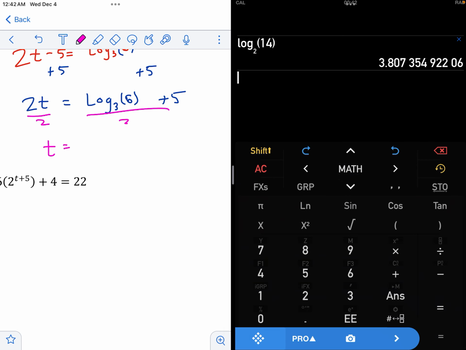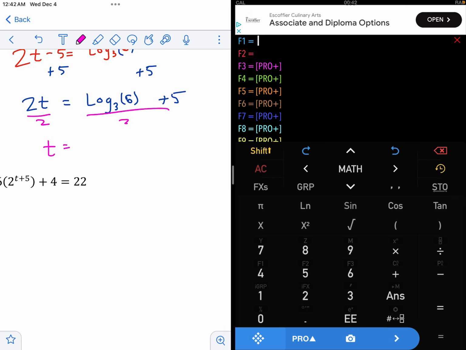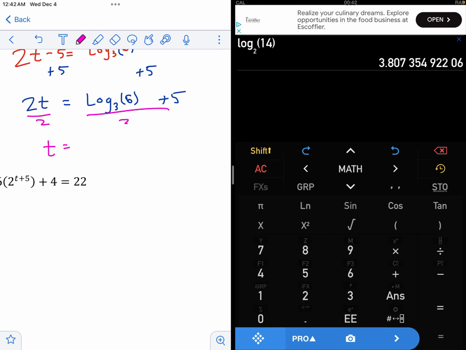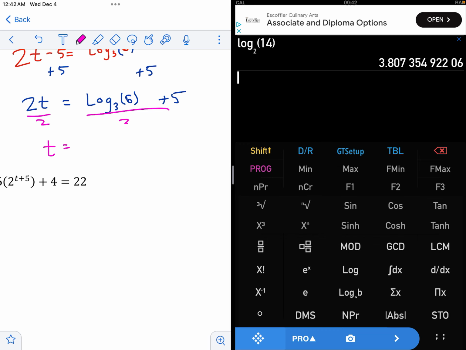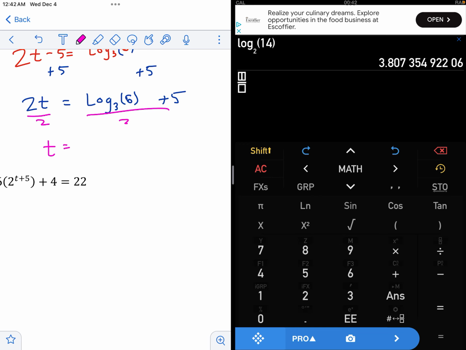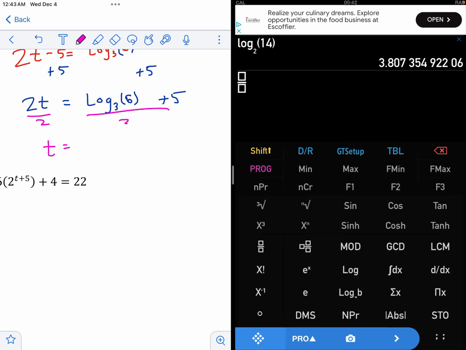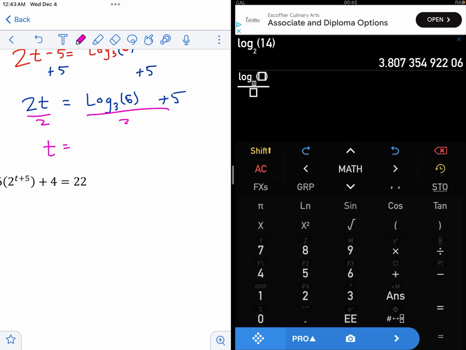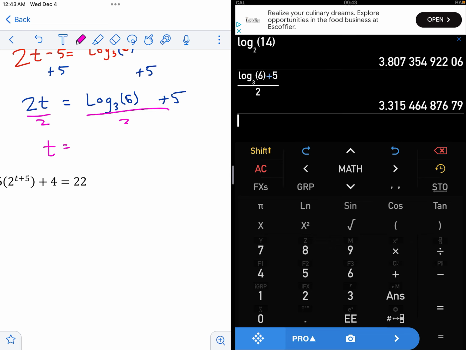Just put that in a calculator. You can get this on your iPhone, or you can find another scientific calculator that will work just fine. I don't know what I did. So I can just go, fraction. And then log base 3 of 6 plus 5, and then divide by 2. I get 3.315.